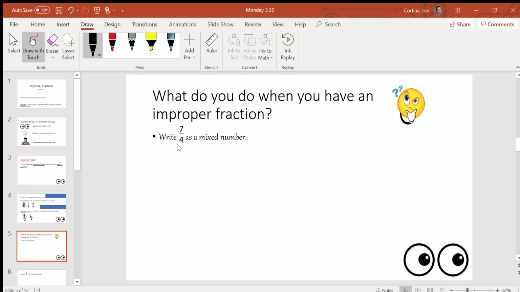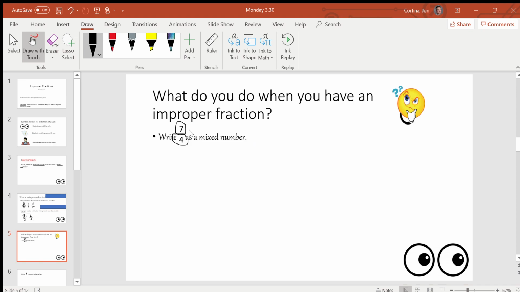Okay, so first we need to identify this as an improper fraction. And we know it's an improper fraction because the number on the top, 7, is bigger than the whole, which is 4. Okay, so we have an improper fraction. We need to turn that into a mixed number. A mixed number is a whole number and a fraction.